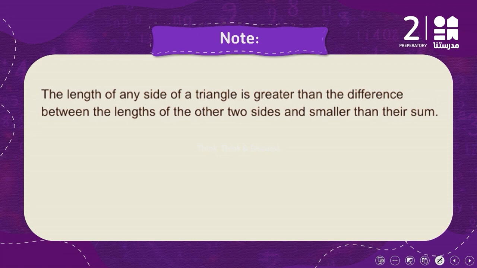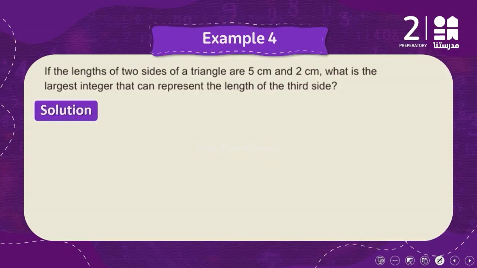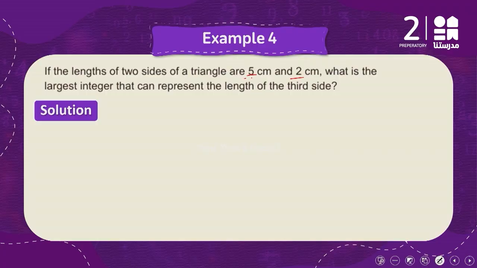Again, the length of any side of a triangle is greater than the difference between the lengths of the other two sides and smaller than their sum. We know from before that if the lengths of two sides of a triangle are 5 and 2, what's the largest integer that can be represented as the length of the third side? Simply, if you have two sides and you need to find the third one, we said before that if you add these two sides, 5 plus 2, which is 7, it's a must that this sum is more than the side we need.